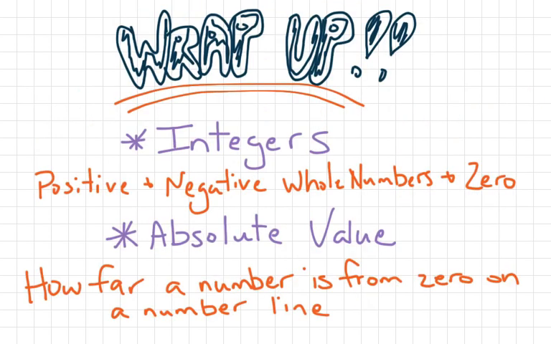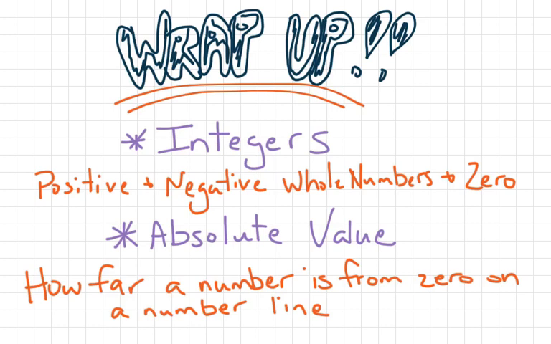Alright, let's wrap up and recap. We covered integers, which are positive and negative whole numbers, and the number 0. We put them in order from greatest to least, or least to greatest, and we plotted them on number lines. We know that negative numbers are actually smaller as they increase, and positive numbers get greater as they increase.